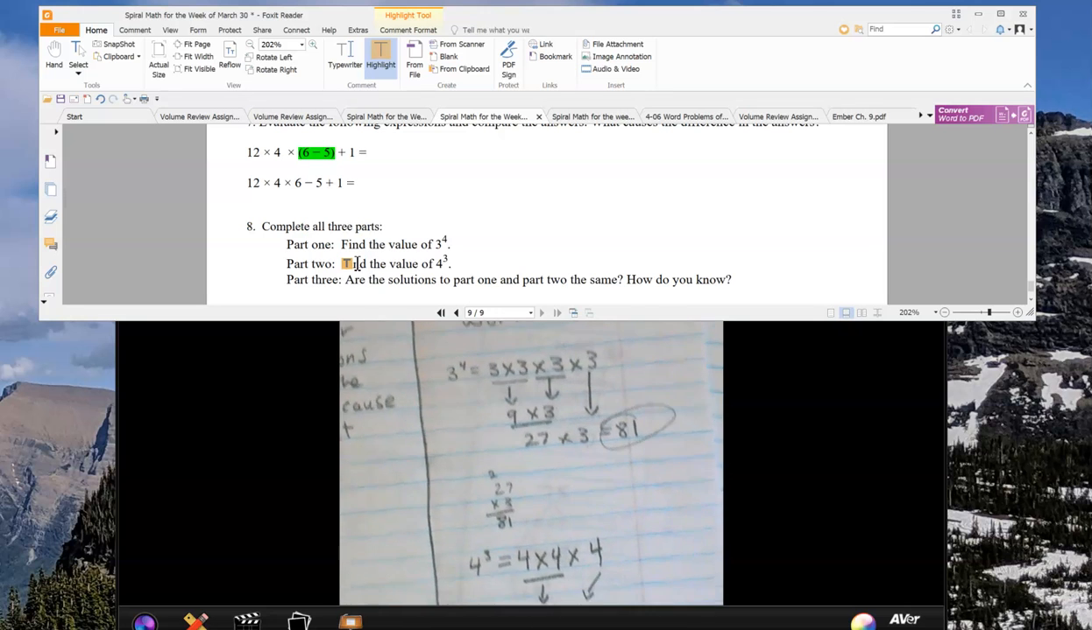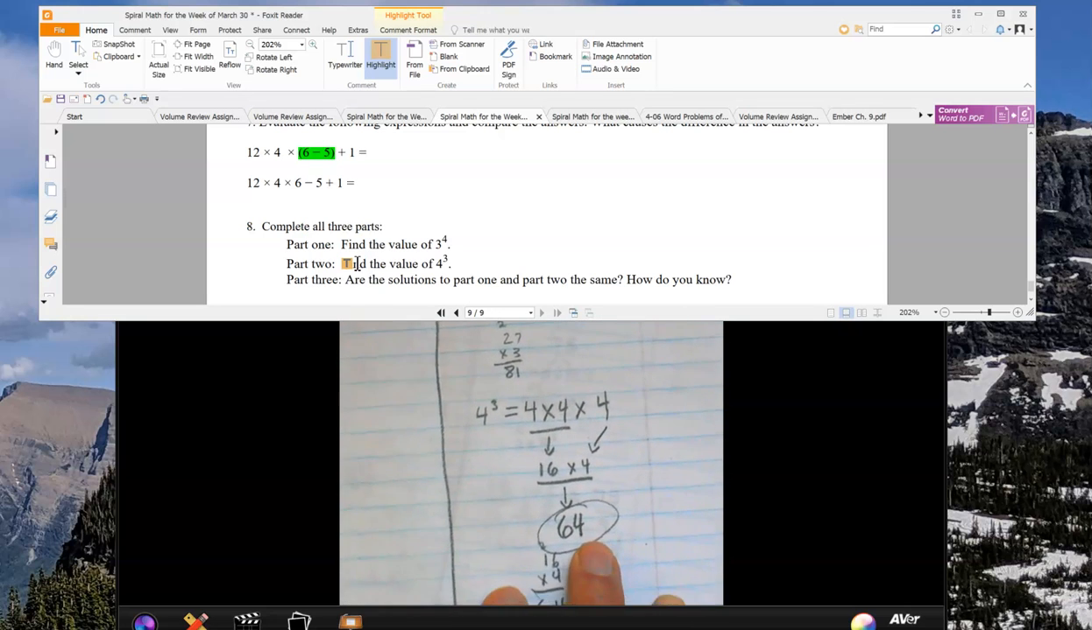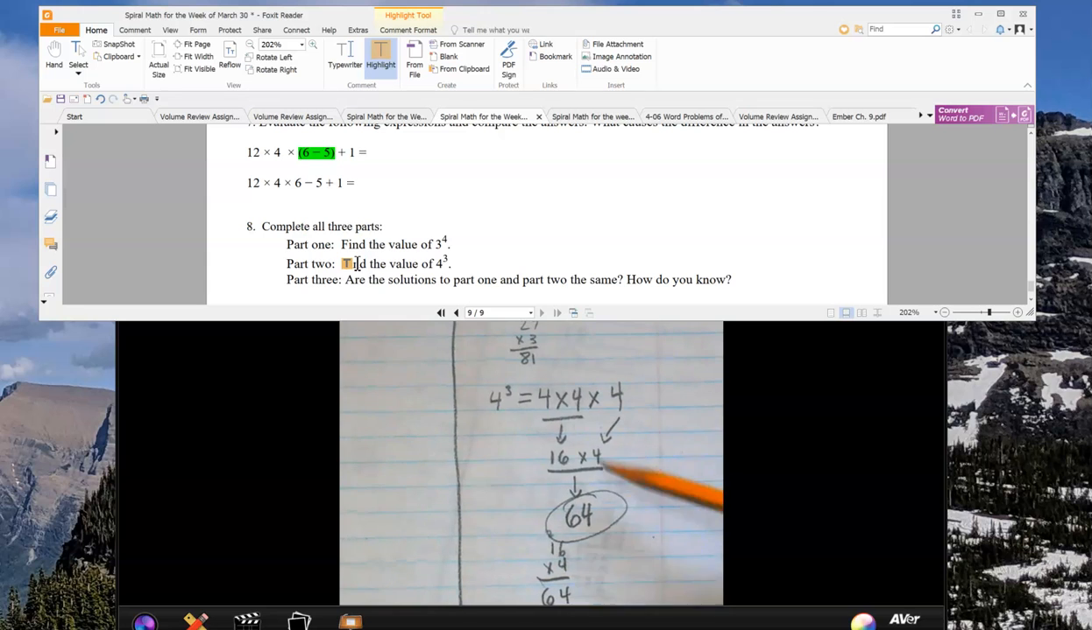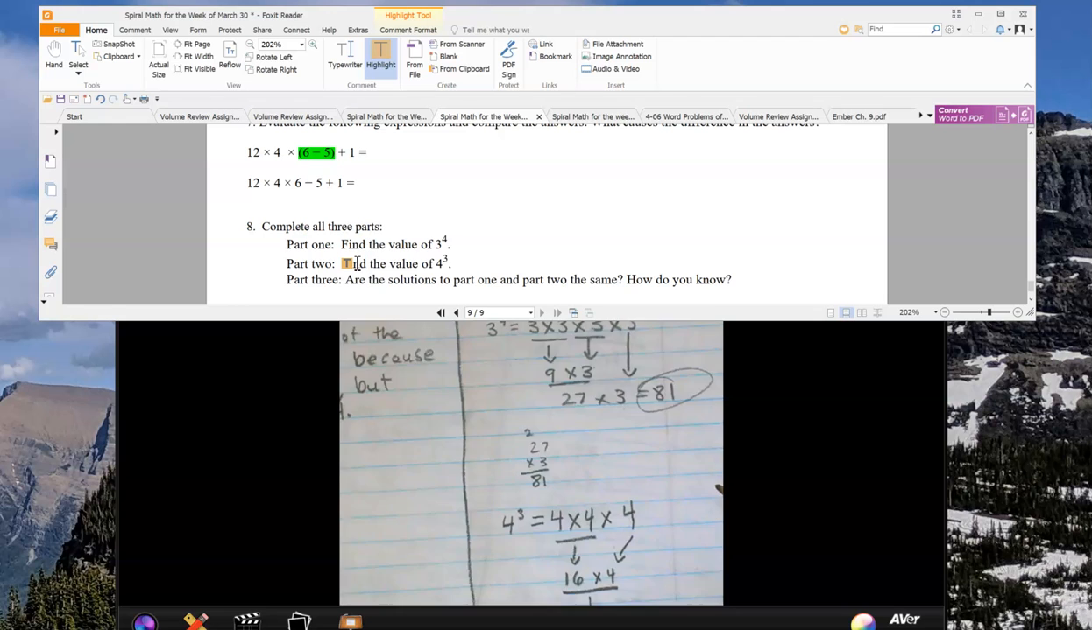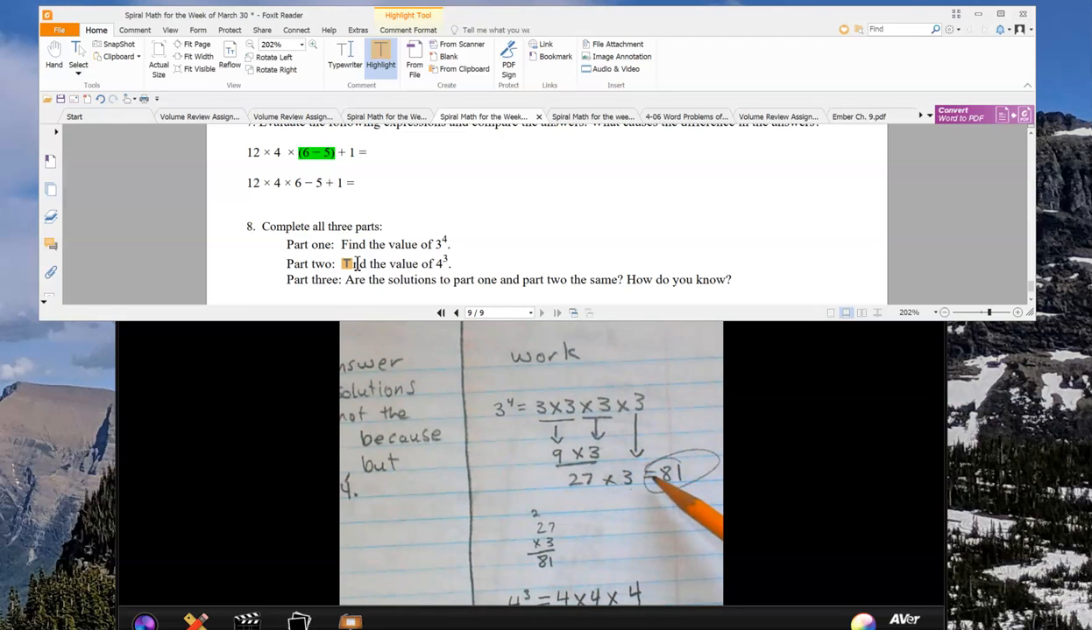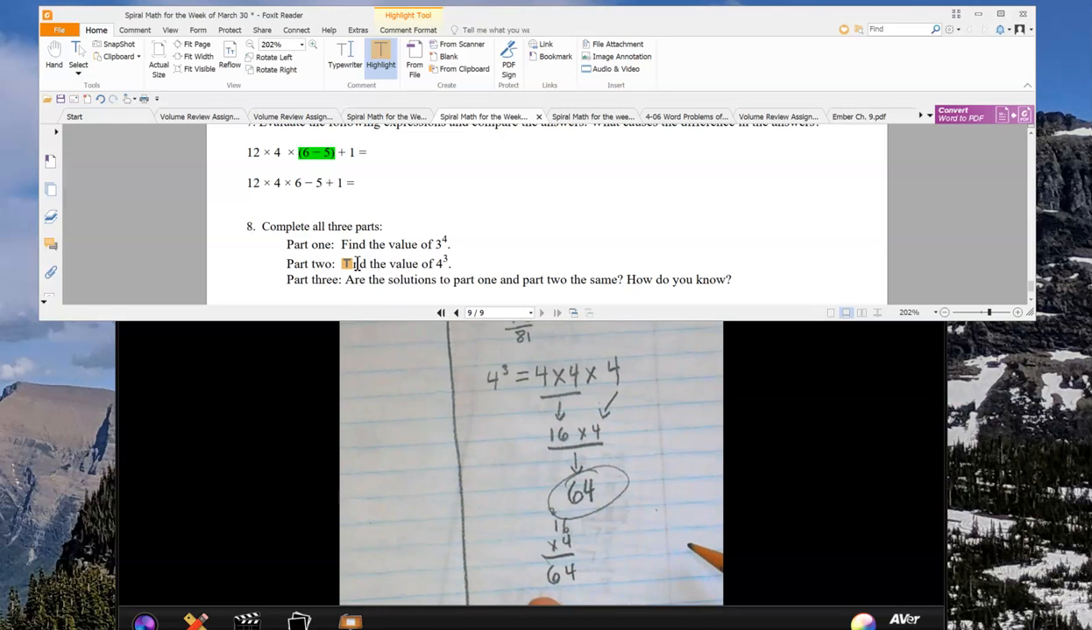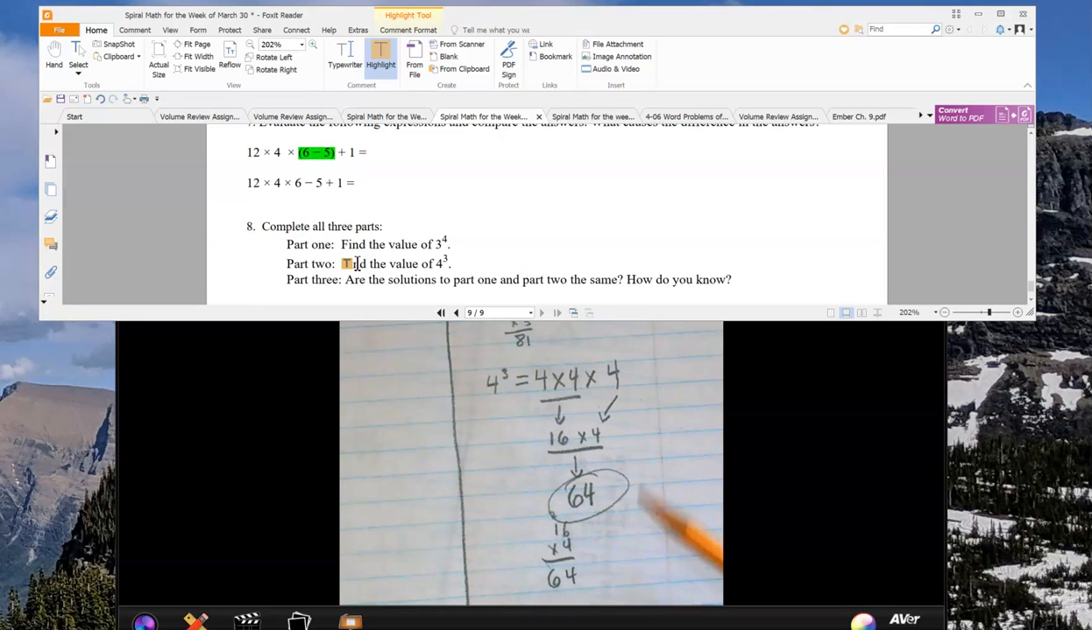It's a big difference when I multiply 4 times 3, though. 4 times 3, if I just said 4 times 3, it would be 12. But this is 4 to the 3rd power, which is different. It means 4 times 4 times 4. So 4 times 4 is 16, which I'm going to multiply again by 4, and that's going to be getting 64. So as you can see, 3 to the 4th power is 81, but 4 to the 3rd power is 64.